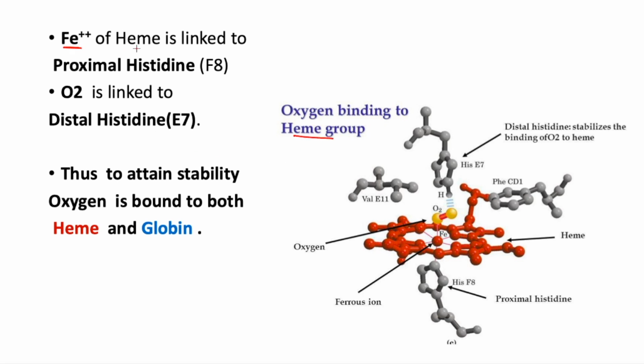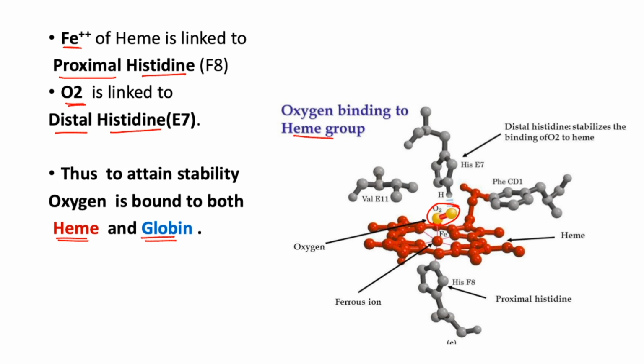So iron +2 of the heme is linked to proximal histidine F8 and oxygen is linked to distal histidine E7, and thus to attain stability oxygen is bound to both heme and globin. So here you can see this is your dioxygen, it is bound to the heme and also to the globin part. This is the distal histidine coming from the globin part, and this is the proximal histidine. So iron is linked to the proximal histidine and then it is attached to the oxygen, and that dioxygen is attached to the distal histidine, right? So that's how the bonding happens.